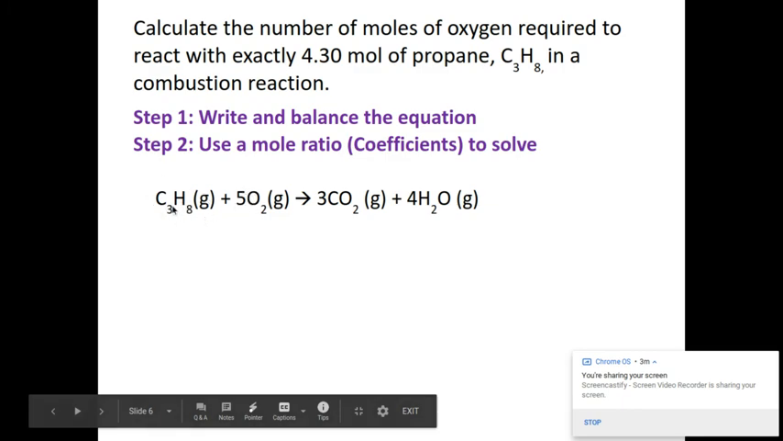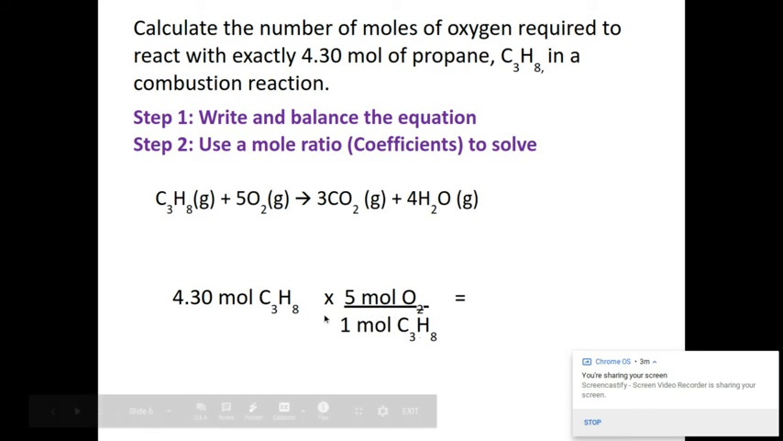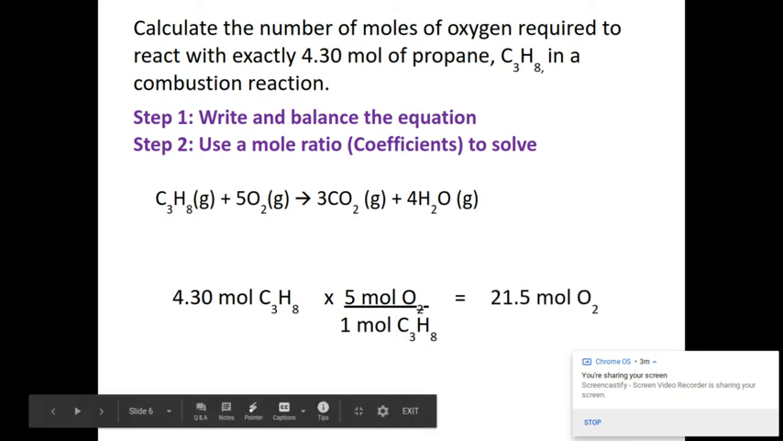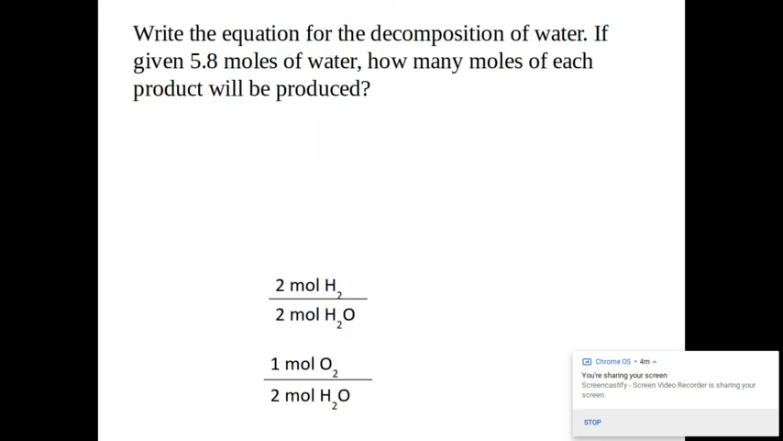So what we do is we put our number that we have, and we multiply it by our mole ratio. We want to cancel out each one of the parts. Notice here we canceled out the moles of C3H8 and we multiplied across to get the total moles. Very similar to changing our units. Okay, let's check another one out here. Yeah, you gotta have those units in there.